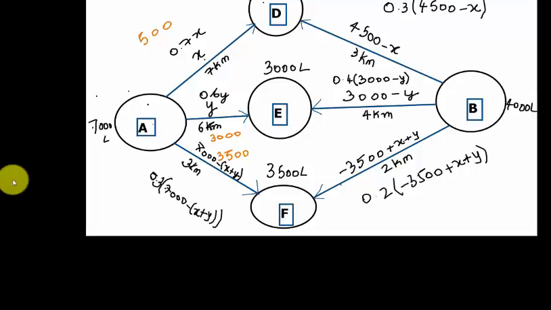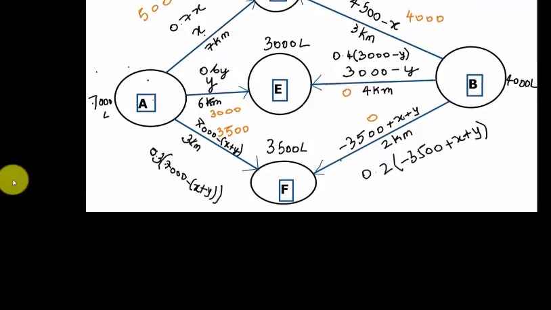And what happens from B to D? X is 500, which means this is 4000 liters of oil from B to D, and from B to E is 0 because Y is 3000, which means I need to be transporting 0 liters of oil from B to E. And what happens to B to F? It's again 0 because 3000 plus 500 is 3500, so I need to be transporting 0 liters.